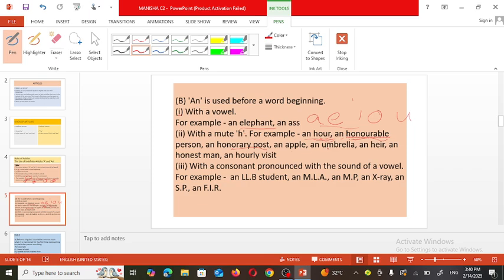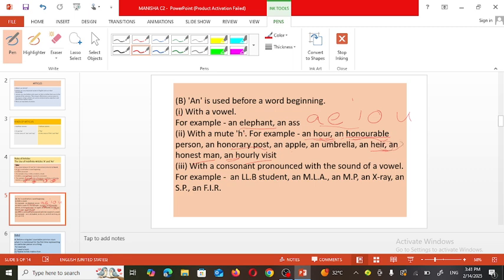An umbrella. The sound is there, and that's why the article an will come before umbrella. In the same way, though the spelling starts with the letter H everywhere in honest, hour, and heir, it sounds like a vowel, and that's why you are able to observe the article an before them.